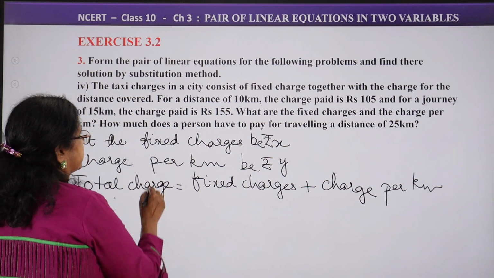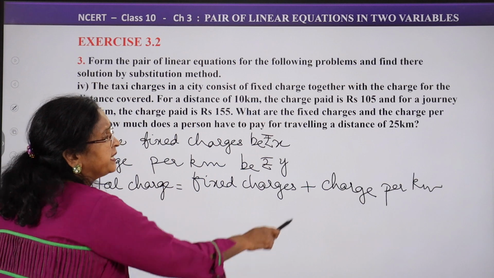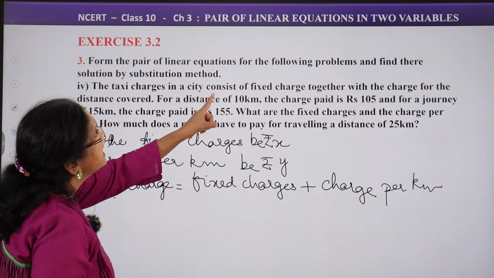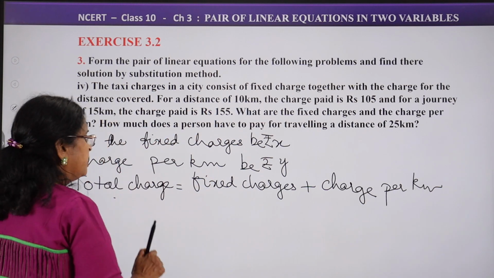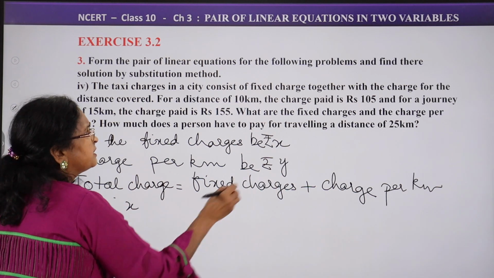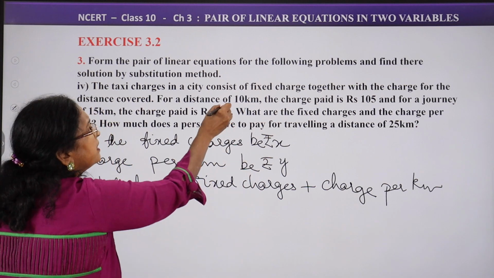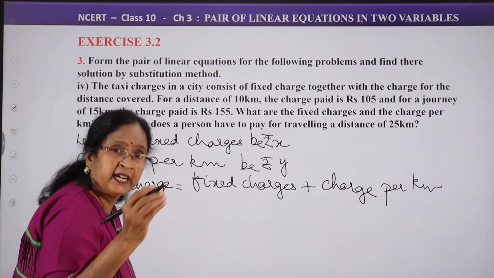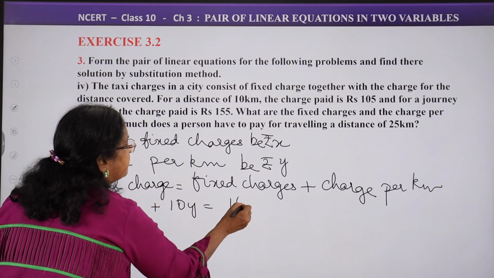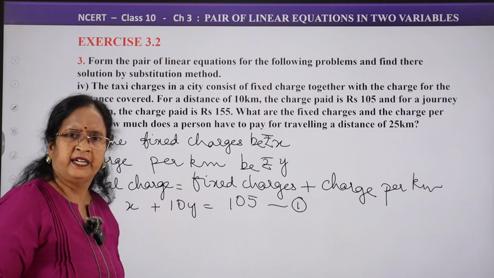Now linear pair of equations, the first one, what does it say? For distance of 10 kilometers, it is charge per kilometer for 1 kilometer. But here it is 10 kilometers total charge. So fixed charge is how much? X. And charge per kilometer, for 1 kilometer it is Y. For 10 kilometers it is correct, 10Y. And what is the total? 105. So the first linear equation is done.